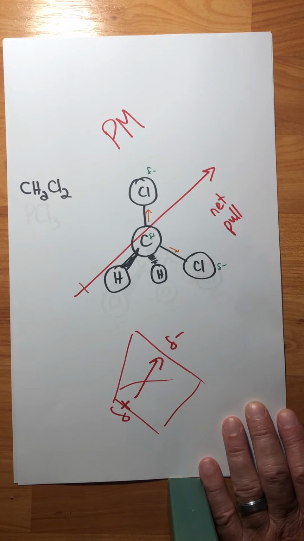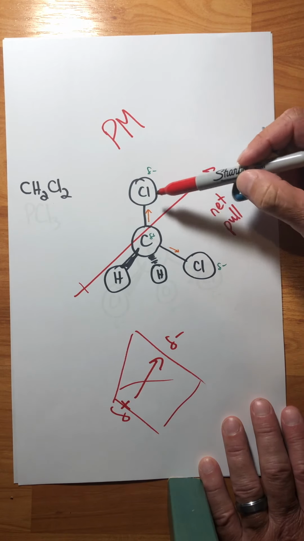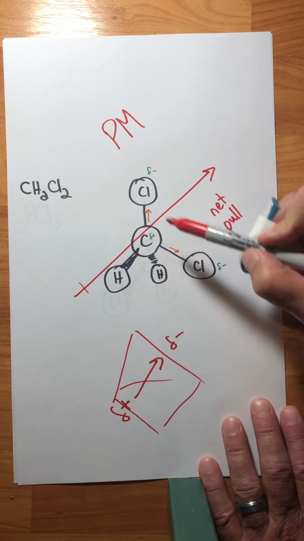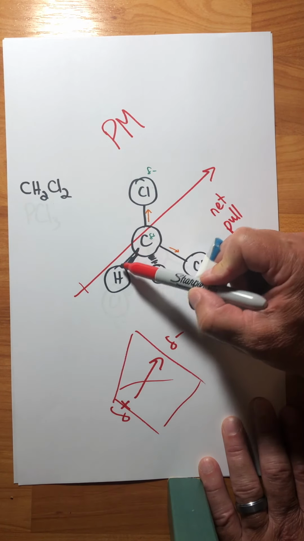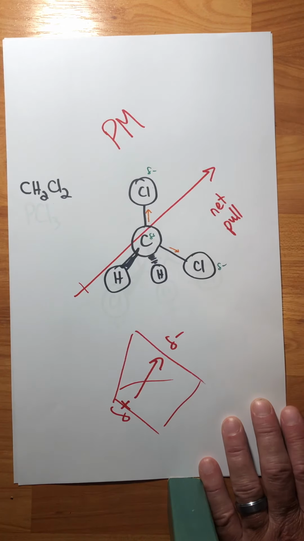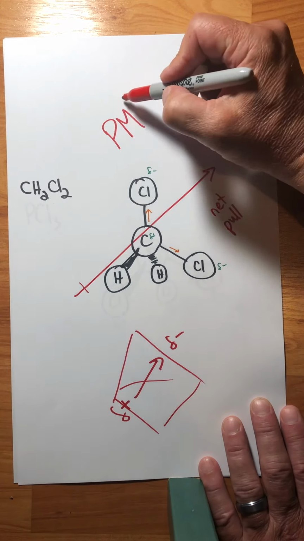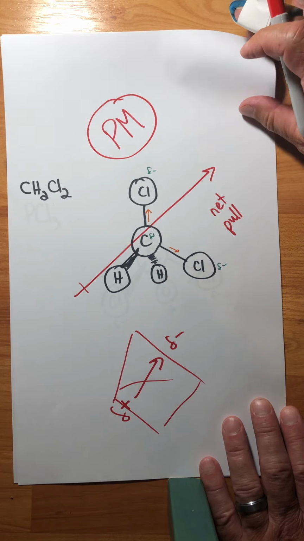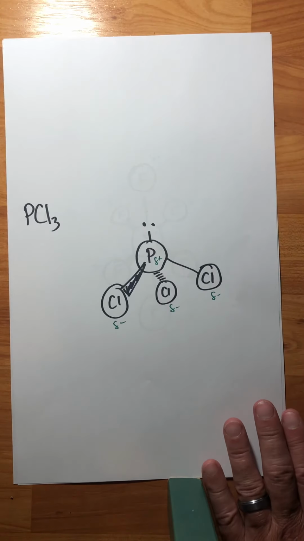Now, someone might be asking, well, Stan, what happens if you didn't put the chlorines here? What happens if you had a chlorine here and a chlorine here? Well, then I'd have a pull, and my net pull would be in this direction. So no matter where you place the chlorines and the hydrogens, you will always end up with a polar molecule. The only difference would be in the direction of your pull. Okay? Here's another example to go through.